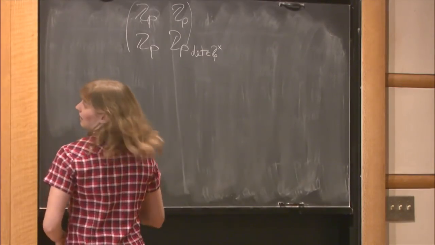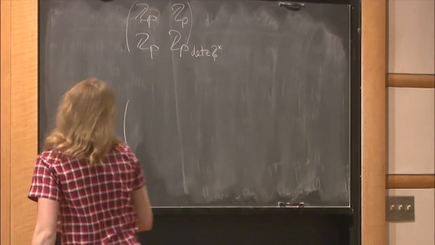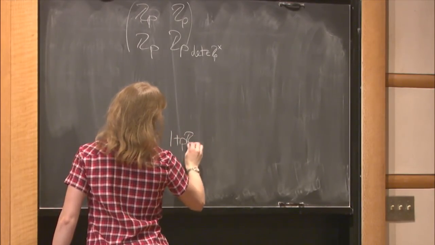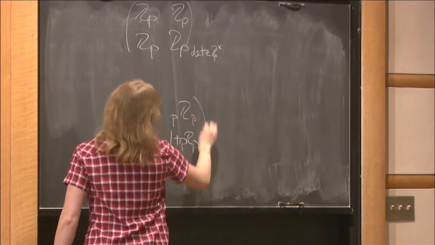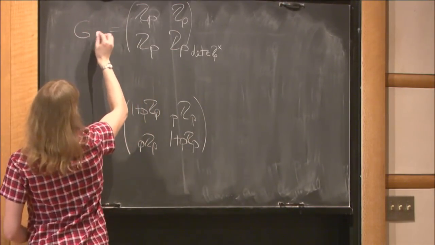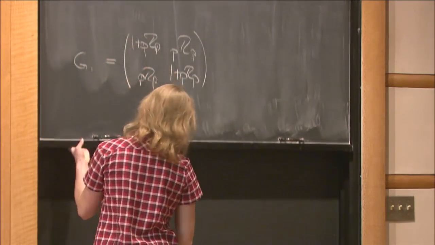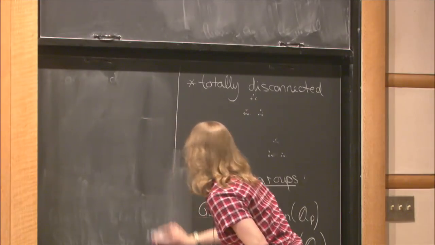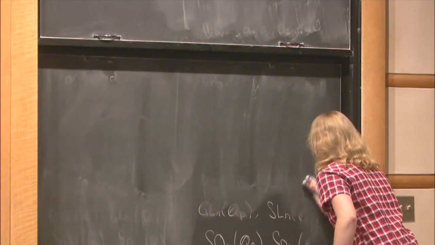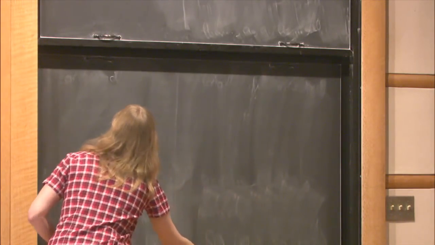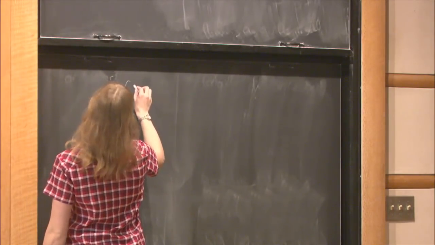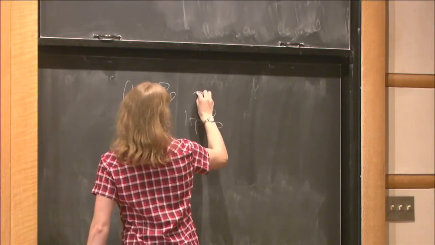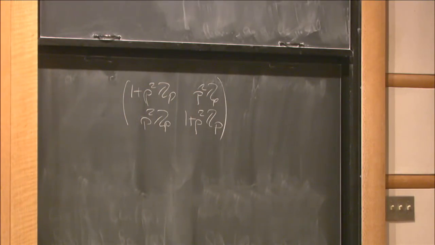Now we go down a step in the filtration of the torus and of the upper and lower triangular matrices. So we get 1 plus pZp, 1 plus pZp, pZp, pZp. In the first step, let's maybe call this G0, G1. And then just continue the game. So the next matrix will be 1 plus p squared Zp, 1 plus p squared Zp, p squared Zp, p squared Zp, and so on.